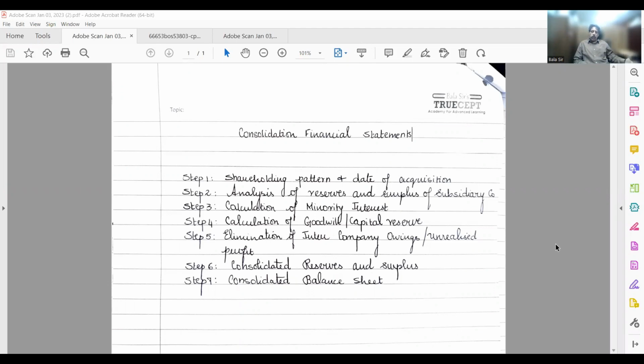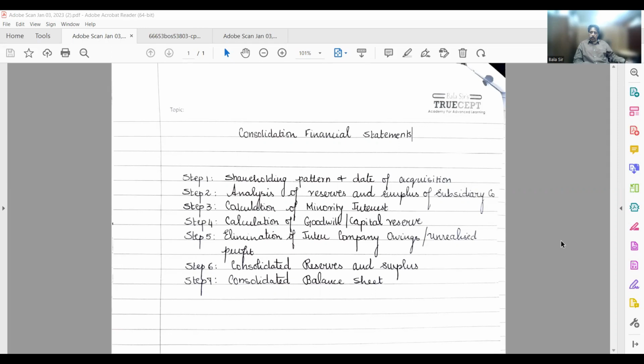Now, what is the meaning of consolidated financial statement? Nothing but you'll be asked to prepare a balance sheet of the holding company along with its subsidiary, right? You must have come across the terms holding company and subsidiary company in your Companies Act. In company law, you study about holding company and subsidiary company.